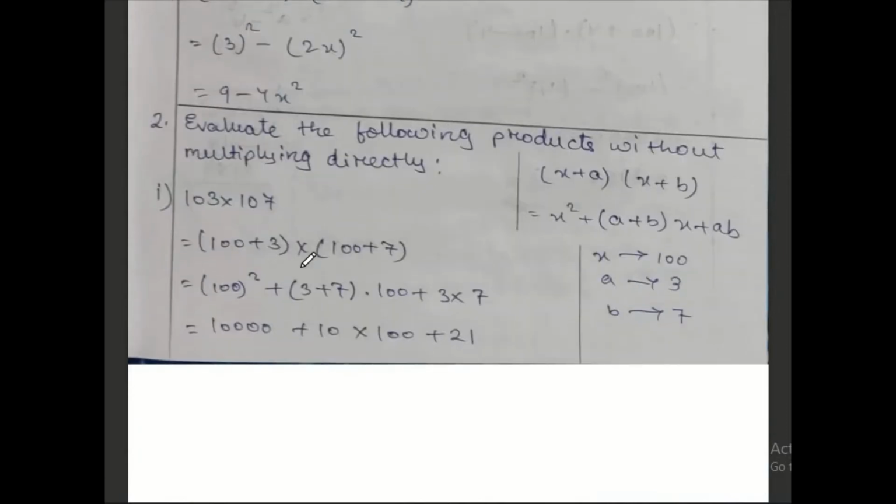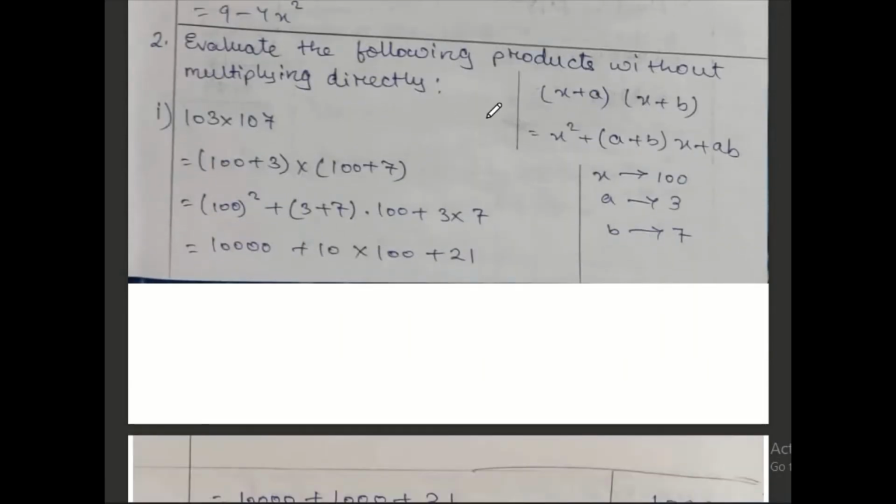Now question number 2. Evaluate the following products without multiplying directly. Question number 1: 103 into 107. Direct multiplication is not possible. We need to apply the formula. So we will target the x plus a into x plus b formula, which is equal to x square plus (a plus b) into x plus ab. In this formula, both the first terms are same, that is x only. And in place of a and b, some numbers will be available, whatever they may be.